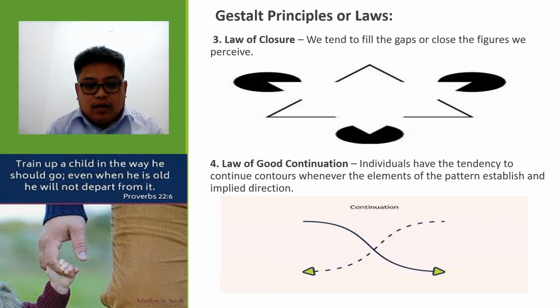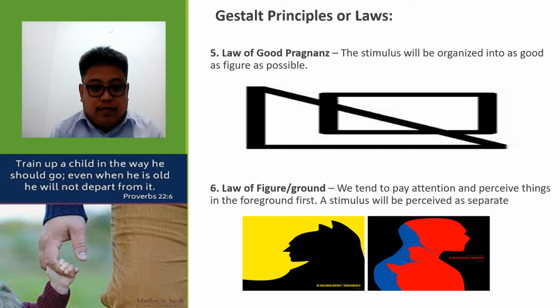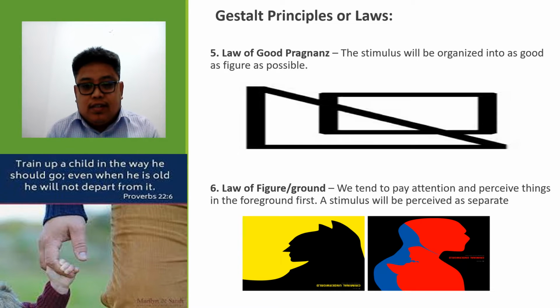Number four, law of good continuation. Individuals have the tendency to continue contours whenever the elements of the pattern establish an implied direction. Number 5, law of good pragnanz. The stimulus will be organized into as good a figure as possible. And number 6, law of figure or ground. We tend to pay attention and perceive things in the foreground first. A stimulus will be perceived as separate.